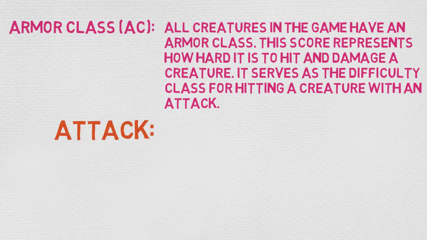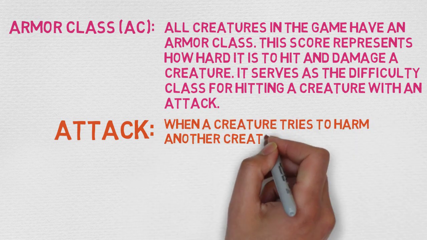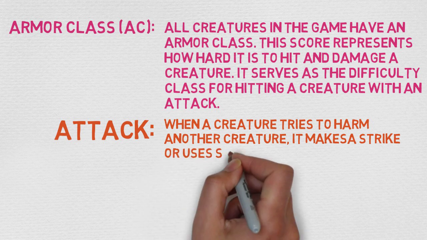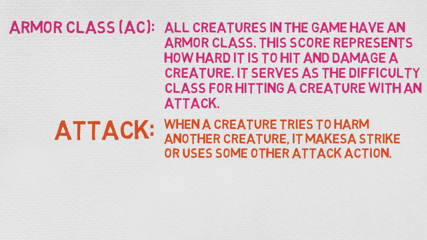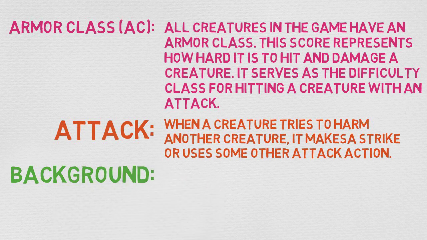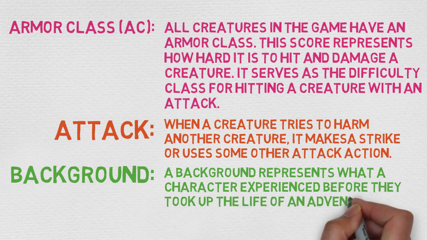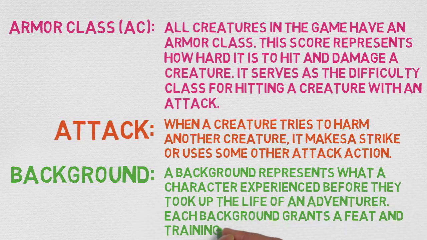Looking at armor class, this isn't something we've covered yet, at least in this form, but I'll talk about that in a little bit. All creatures in the game have an armor class. This score represents how hard it is to hit and damage a creature. It serves as the difficulty class for hitting a creature with an attack. Difficulty class, or DC as we've covered it in previous videos, is something we've already discussed. We will be readdressing it in this video just because it is one of those terms, and I'd like this to serve as a standalone thing if at all possible.